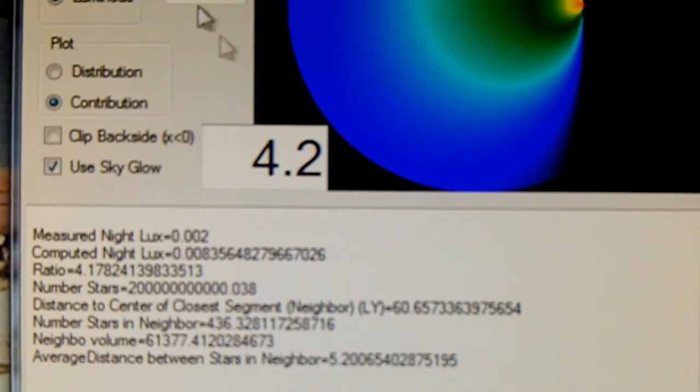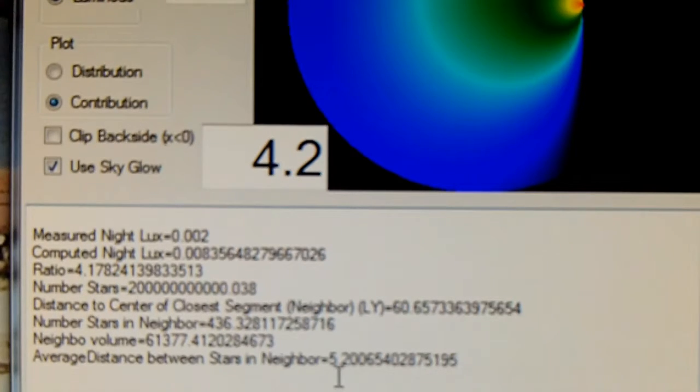See, now the nighttime sky went brighter again, but now our closest neighboring segment is the center of it, 60 light years away. The number of stars in that segment is 436, and we get to about 5.2. So what's happening is the numerical integration is showing that your closest stars are your major contributor for this distribution. That doesn't help us because we need the contribution from faraway stars to be able to compute the viscosity.